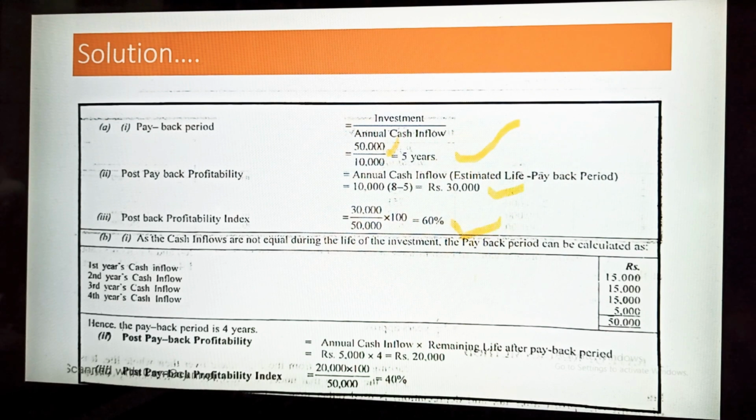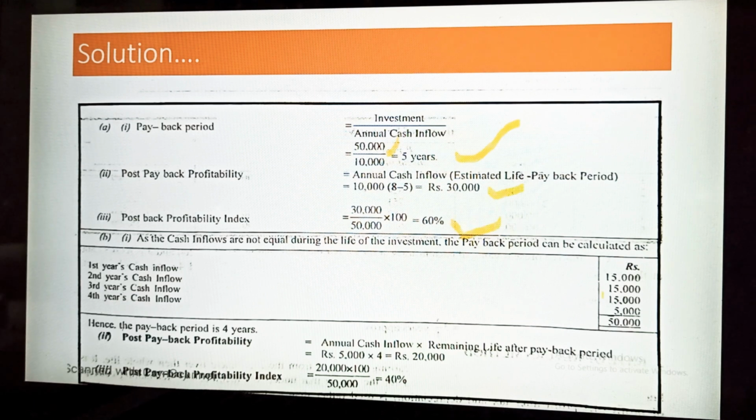inflows. Now I will talk about when your cash inflow is not equal, in case of unequal. So you can check here. First, the first year cash inflow is 15,000, second year cash inflow is 15,000, third year cash inflow is 15,000. It is given in the question as well, so the same thing has been taken here in the solution. The fourth year cash inflow, it is said, is 5,000.